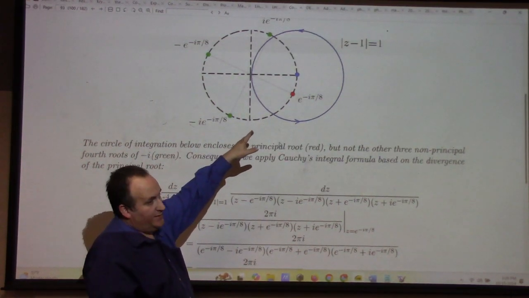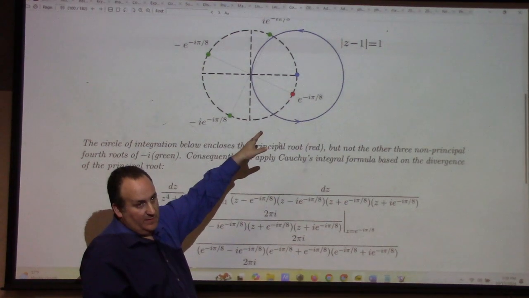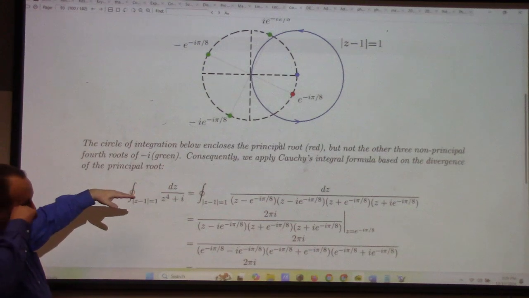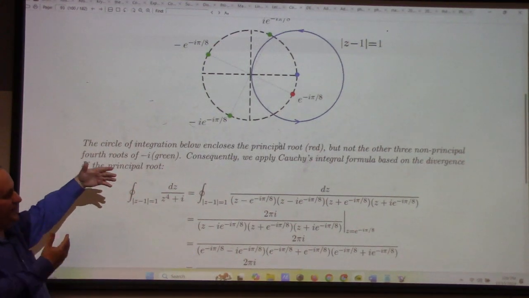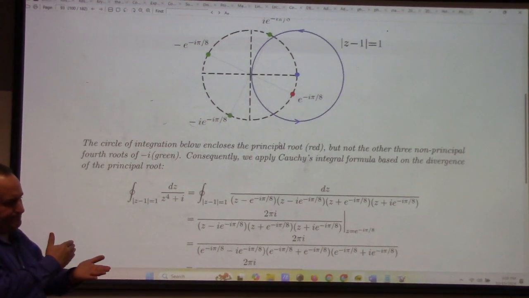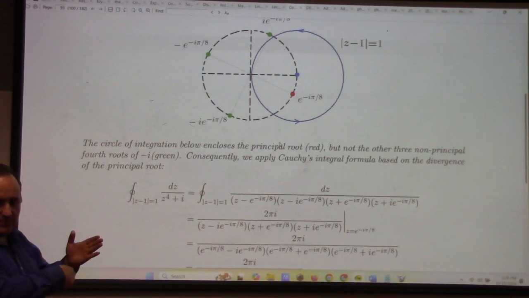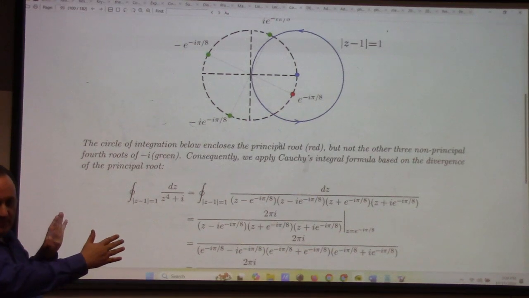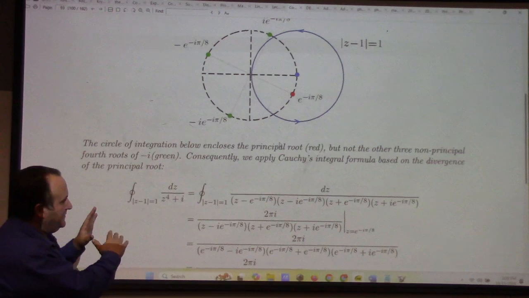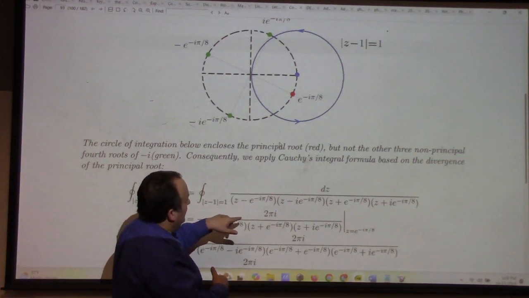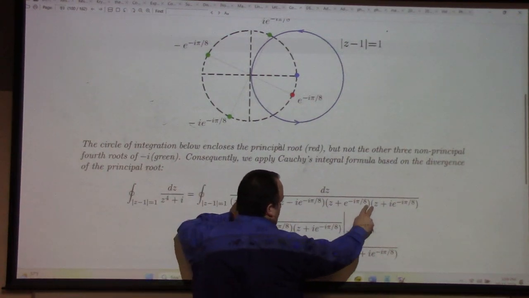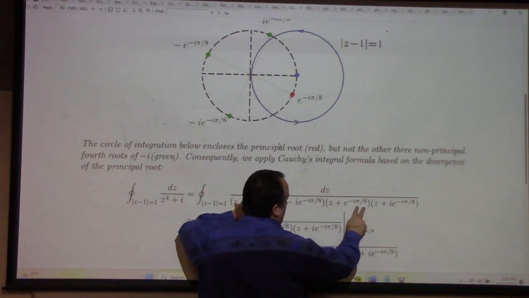So when I apply Cauchy's integral formula, in this case just the m equals 1 case, I only have to pay attention to the place where I have division by 0 inside the circle. The rest of that is a holomorphic function inside the circle and nearby. So everything except for this piece is well behaved inside the blue circle.